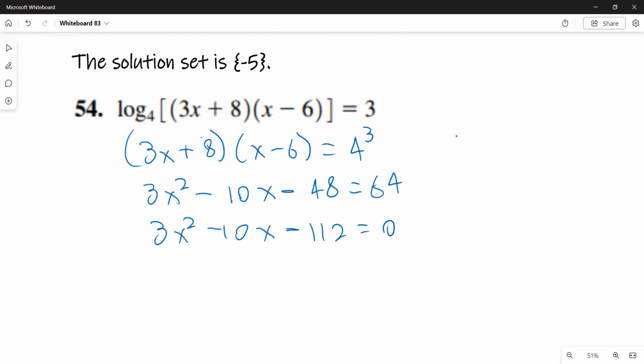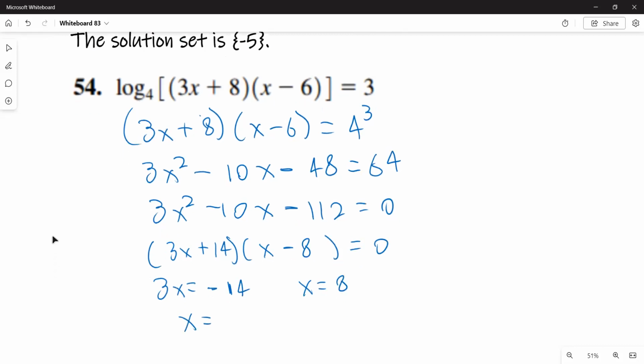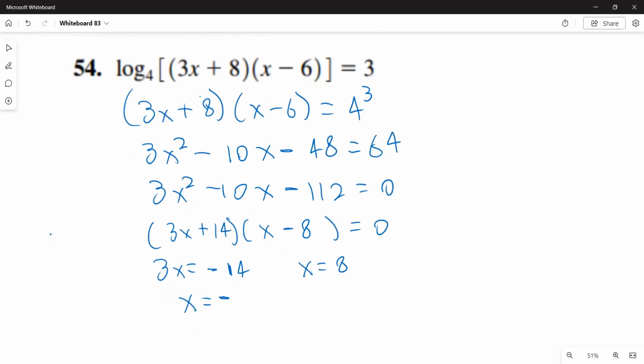We can factor the trinomial on the left side as 3x plus 14 and x minus 8. So 3x equals negative 14, or x equals 8, or x equals negative 14 over 3. Okay, so these are the possible solutions. And we need to check.